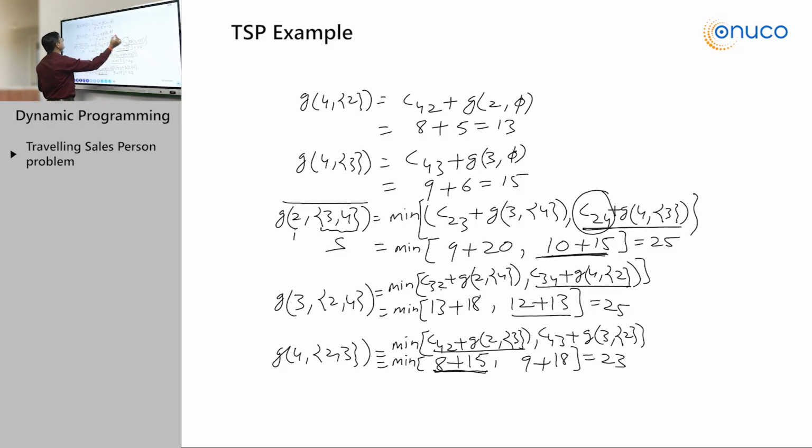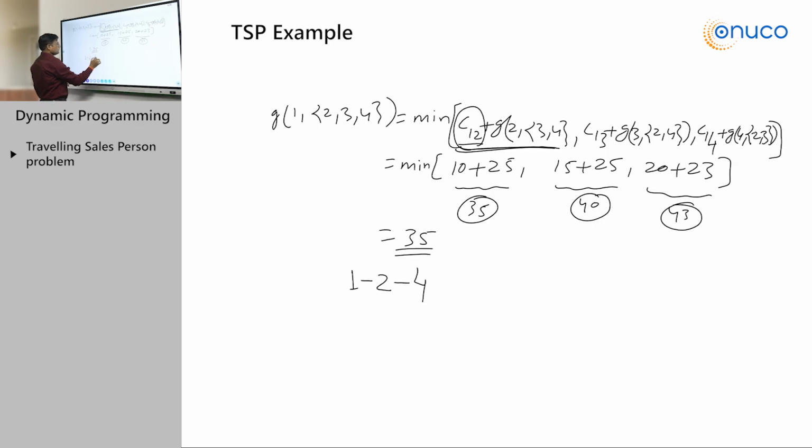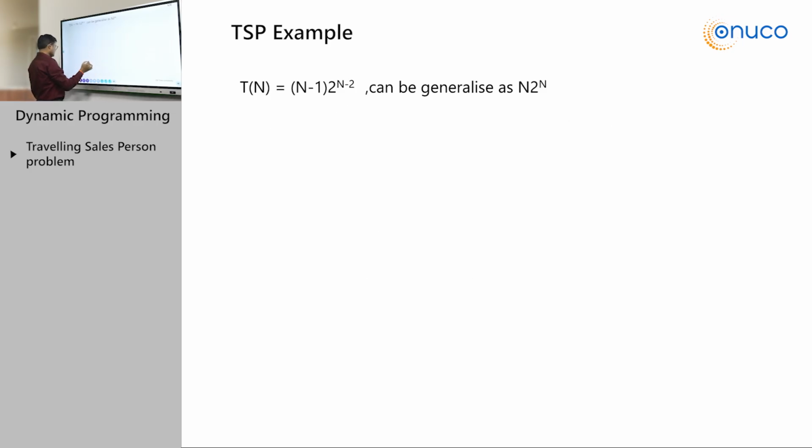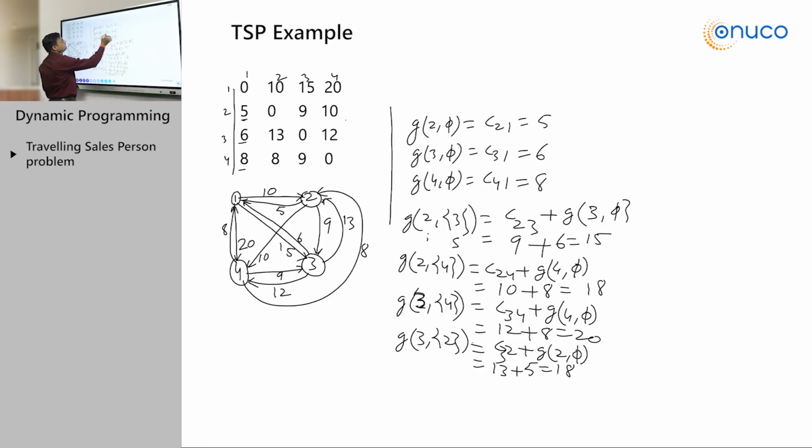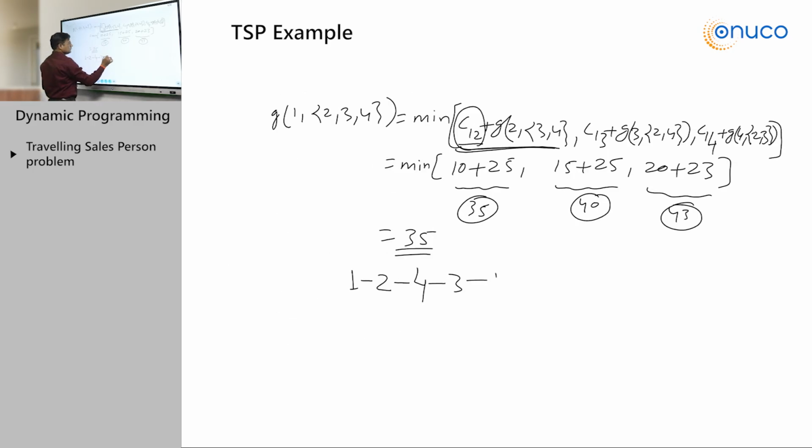Go to G of 4, 3. Here is G of 4, 3. Here you can see that the cost is 4, 3, right? So we are going to write it again, 4 to 3. Now G of 3, 5, so go to G of 3, 5. It is C of 3, 1. So now we are going to write 3, 1. So this path is giving you 35.